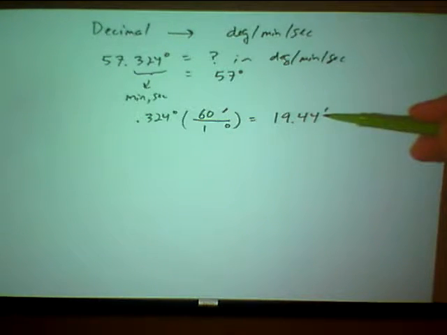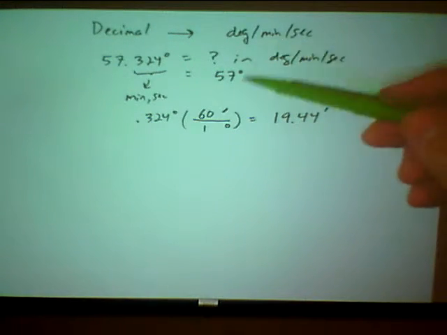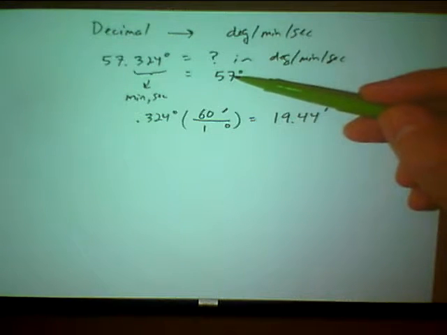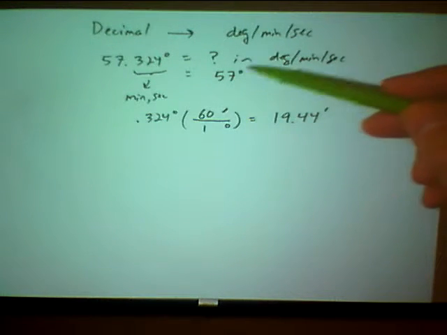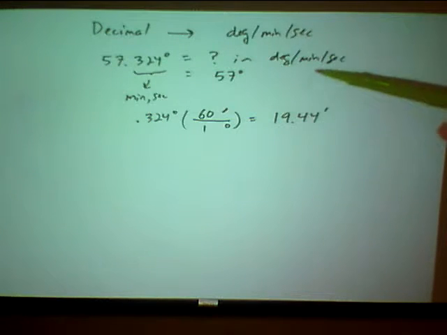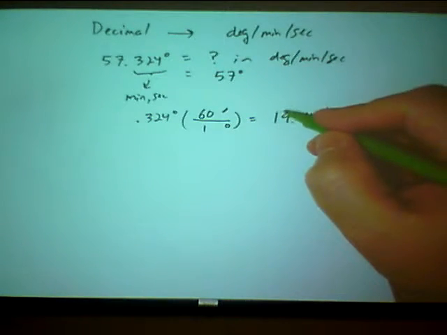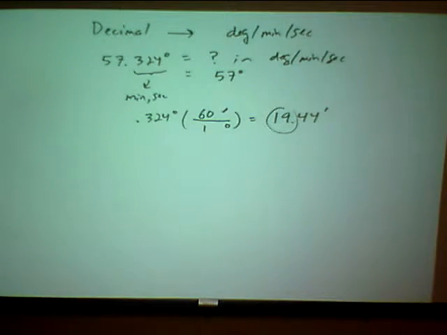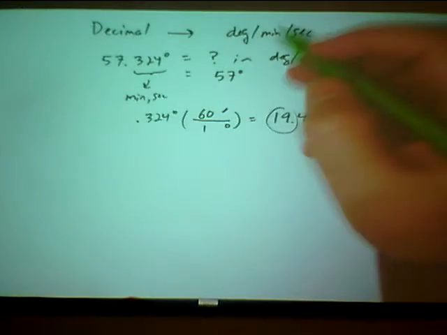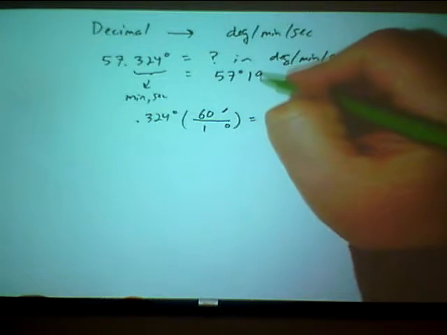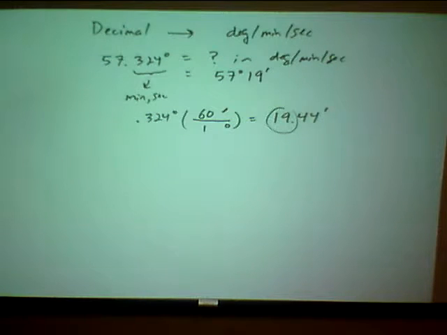And what I'm going to do is, this right here tells me the minutes portion of my new number. Remember up here, I said I'm going to have 57 degrees, but I need to figure out minutes and seconds. Well, right now, I can say I'm going to have 19 minutes. So I can go up here and put in the 19 minutes.